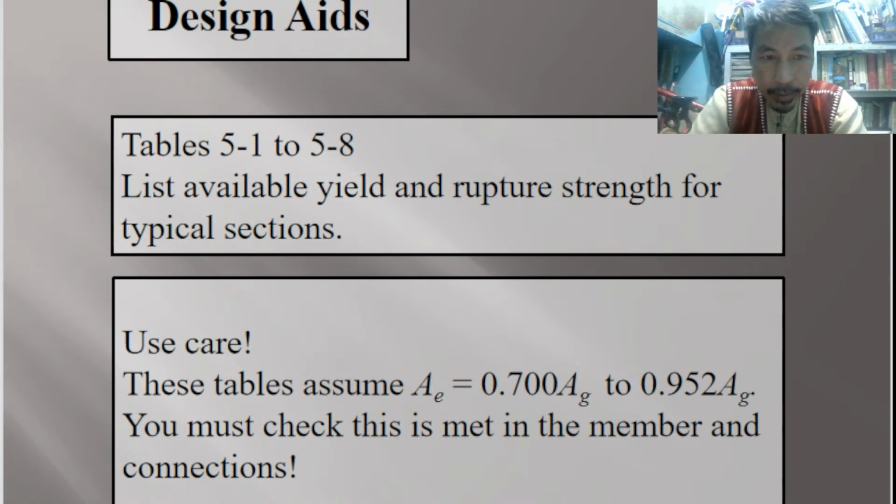And use care. These tables assume effective net area is equal to 0.7 gross area to 0.952 gross area. So that is usually the range of values. We encountered Ae equal to 0.6, meaning U is equal to 0.6, case number 8. But that is not the usual. That is a special case. The usual, this table assumes 0.7 to 0.952 multiplied by gross area. You must check this in the member and connection, so that it is met by the design.